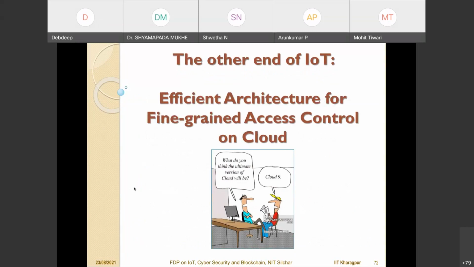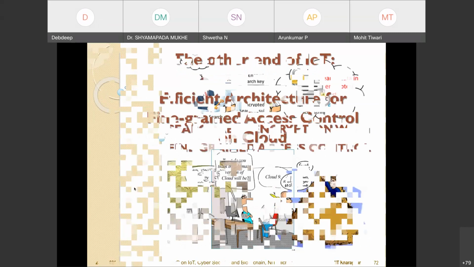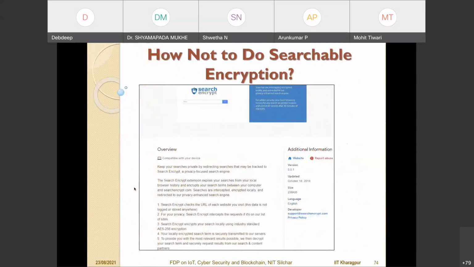That is, your data is not being accessed by any other third party. So of course, suppose you want to build a system for searchable encryption, which means you want to ensure that your data is there in the cloud, and stays secured by a wrapper of encryption.